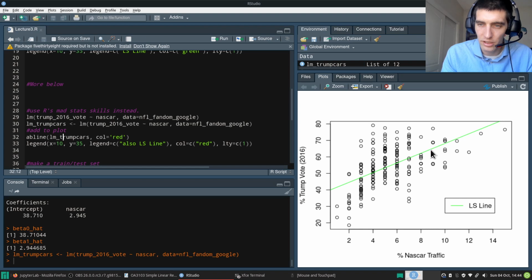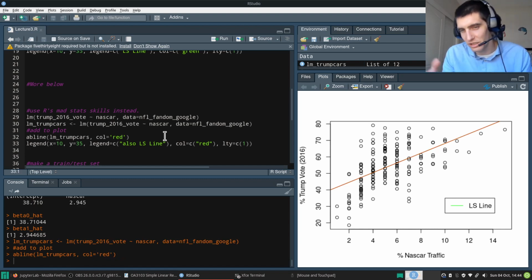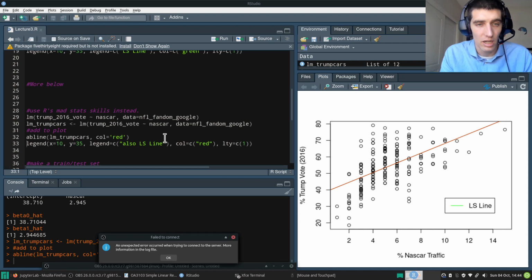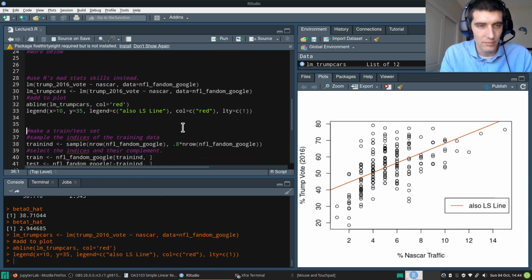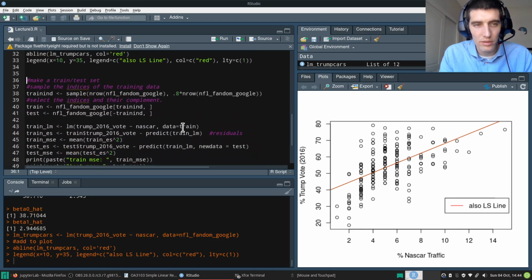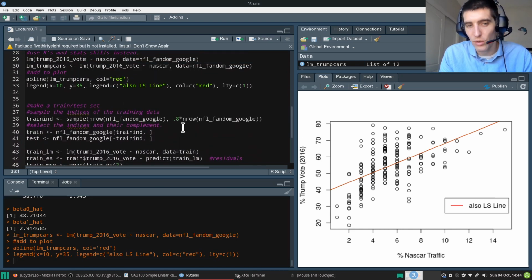Okay, so pay attention to this plot over here. It's going to go from green to red because I just superimposed the same line, because it was the same coefficients on top of it. This is also the least squares line. Okay. How about computing the mean squared error?